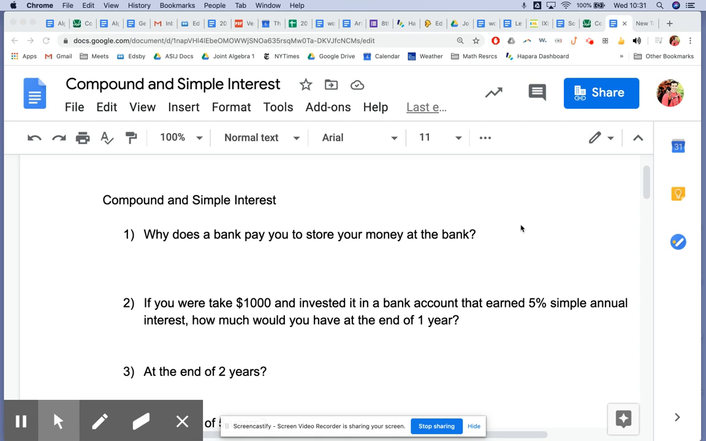All right, let's take a look at this exercise, looking at compound and simple interest. We're going to look at it from the point of view, again, comparing linear and exponential functions here.